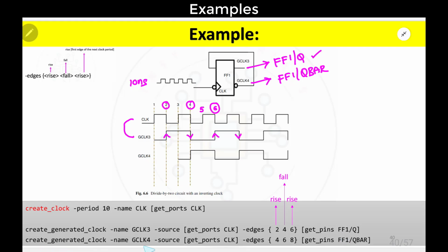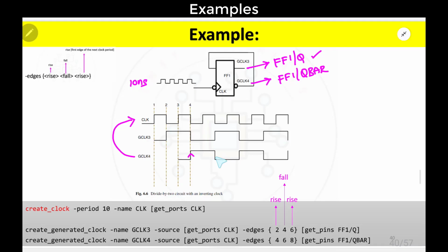Next create_generated_clock -name GCLK4 coming from CLK and -edges. So if you see the edges between GCLK4 and CLK, this is a rising edge, this is a falling edge, this is a rising edge. We have to check it with respect to CLK.